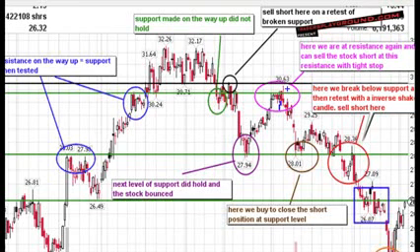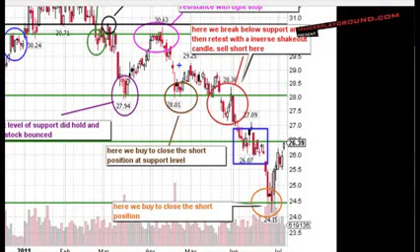So this is what that storybook will tell you when you learn how to actually read what a candle is saying to you. Okay, we're going to move on.